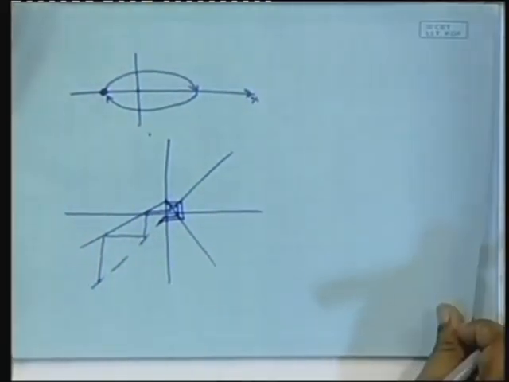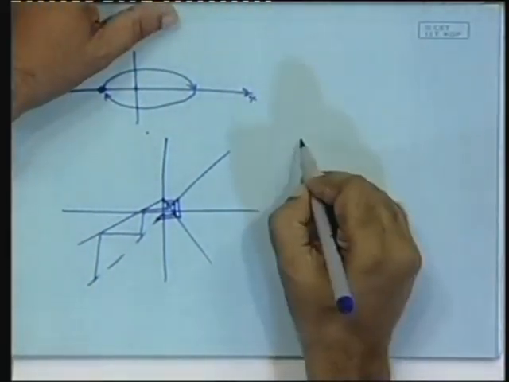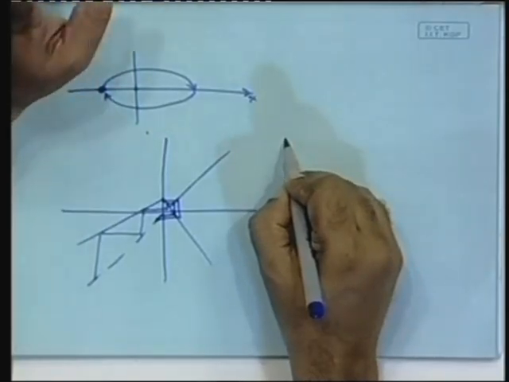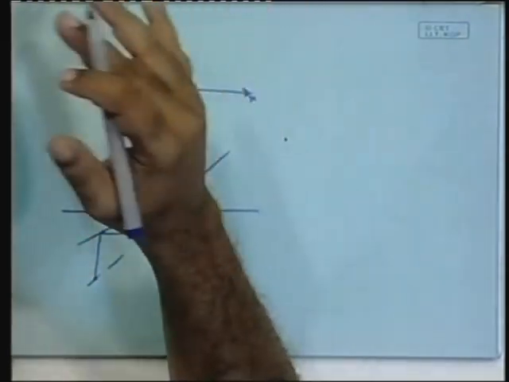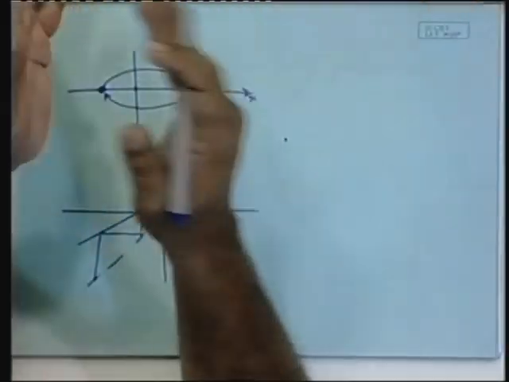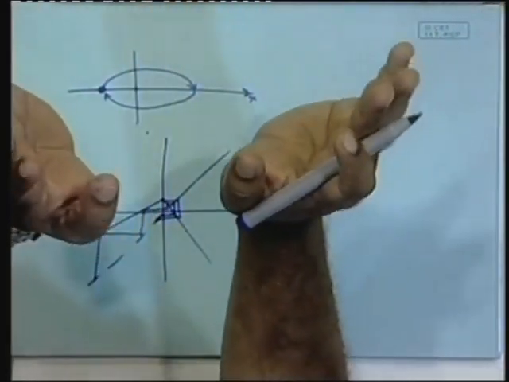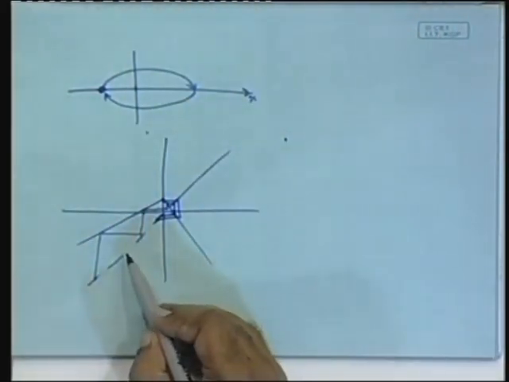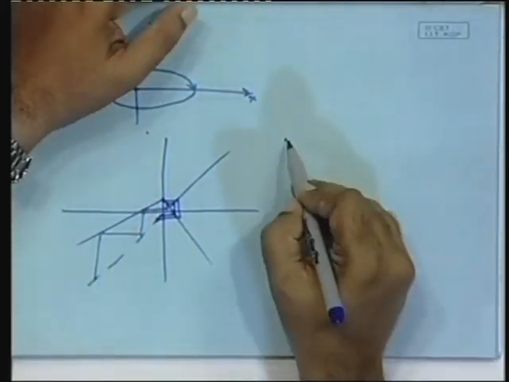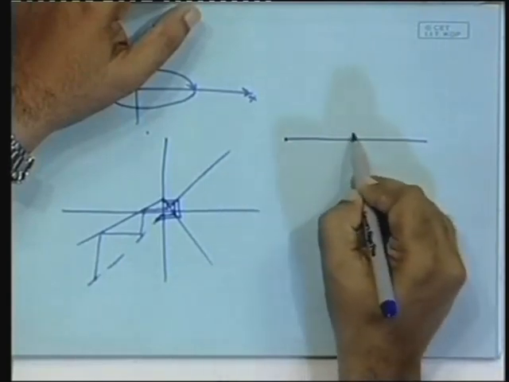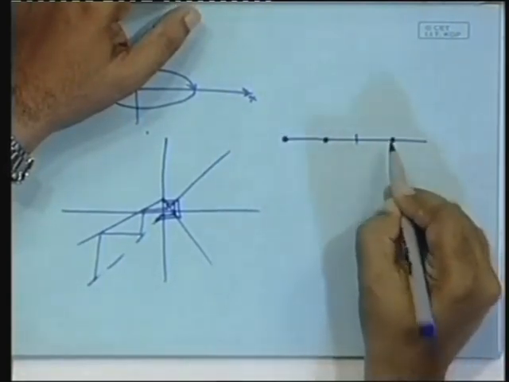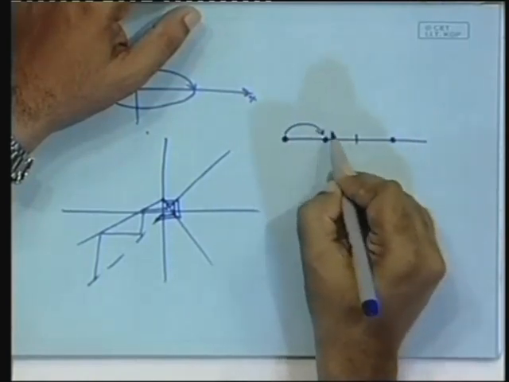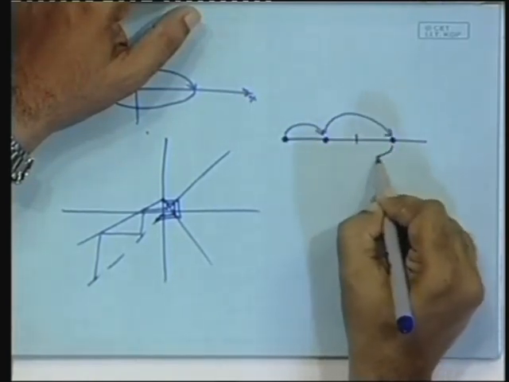So, it stands to reason that if we consider period 3 orbits, there are two possibilities. It could be two points to the left and one point to the right, or one point to the left and two points to the right. It will be more logical to consider the two points to the left condition. So, what will we consider? We will say that here is a 0 point, there is one point here, another point here, and a third point here. So, it goes like this, it goes like that, and it comes back like this.